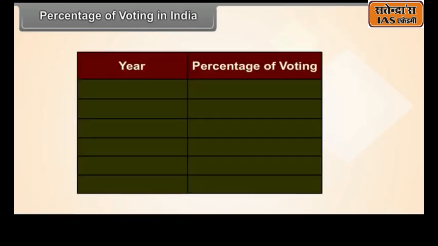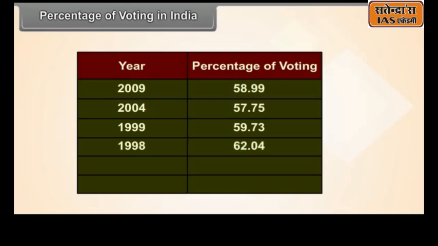Percentage of voting in India. 2009, 58.99%. 2004, 57.75%. 1999, 59.73%. 1998, 62.04%. 1996, 57.94%. 1991, 56.73%. 1989, 58.23%. 1984, 63.53%. 1980, 56.85%. 1977, 60.48. 1971, 55.25. 1967, 60.95. 1962, 55.09. 1957, 63.75. 1952, 61.16.